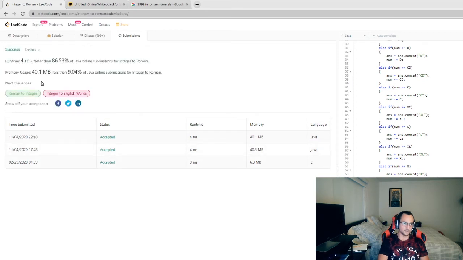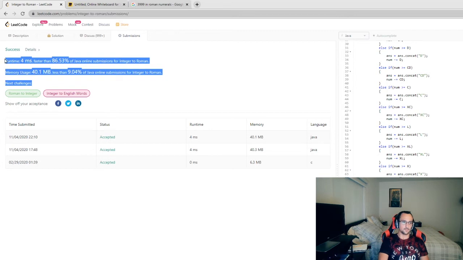And we don't have any errors. The runtime of this is 4 milliseconds, but it uses quite a decent amount of memory. So how can we improve upon this algorithm? Well, there is certainly a way, actually.